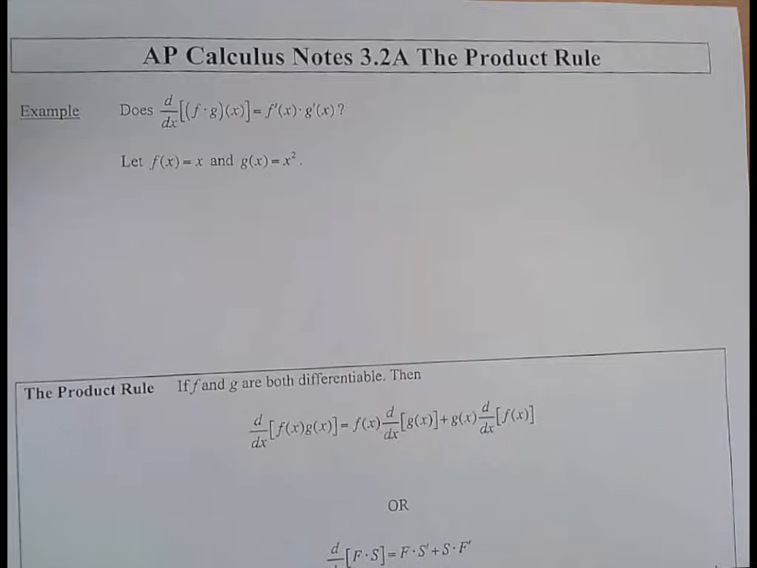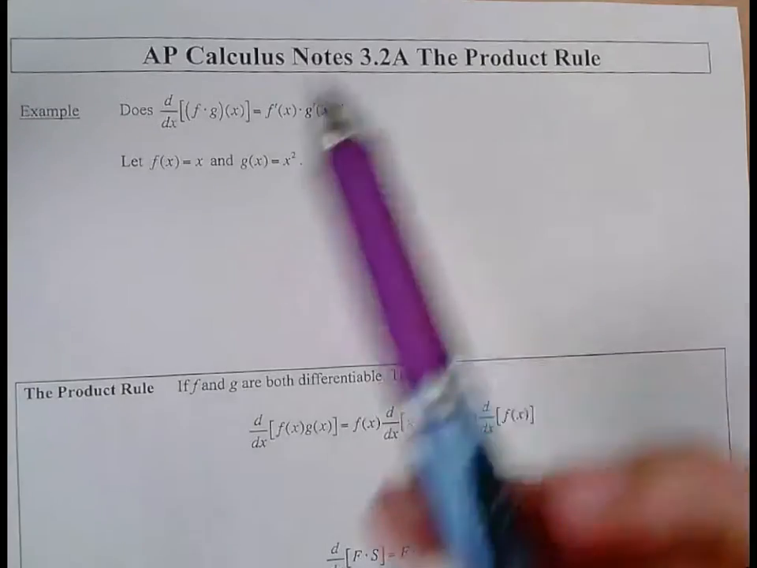In the previous lesson, we had the sum and the difference rules. Those are nice because it just says if you have the sum or difference of two functions, you just find the derivative of each and then you add or subtract the derivatives. With products, that doesn't work.